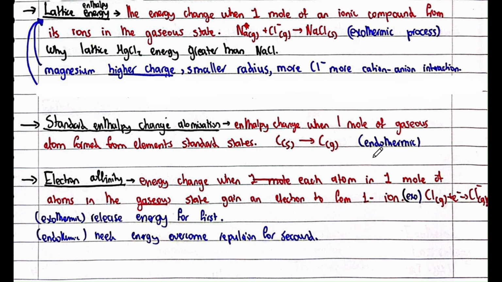And electron affinity, basically adding an electron to an atom. It's the energy change when each atom in one mole of atoms in the gaseous state gains an electron to form a negative one ion. So Cl in the gas will add an electron to become Cl minus gas. It's an exothermic process for the first electron affinity, while an endothermic process for the second. The second is endothermic because it needs energy to overcome the repulsion, since it's a negatively charged ion after the first electron is added, and like charges repel.